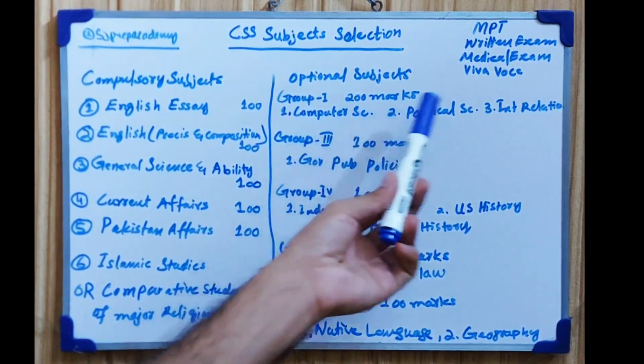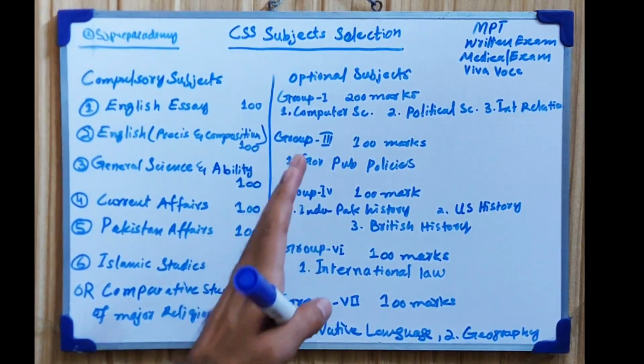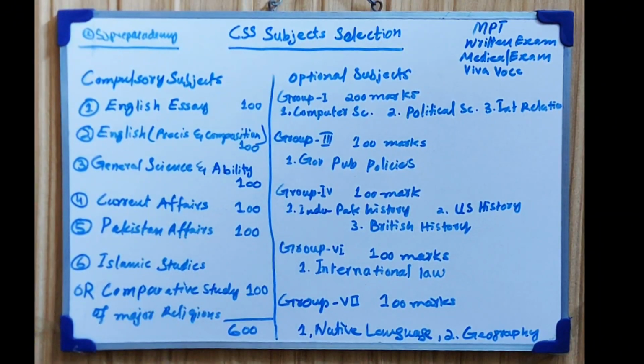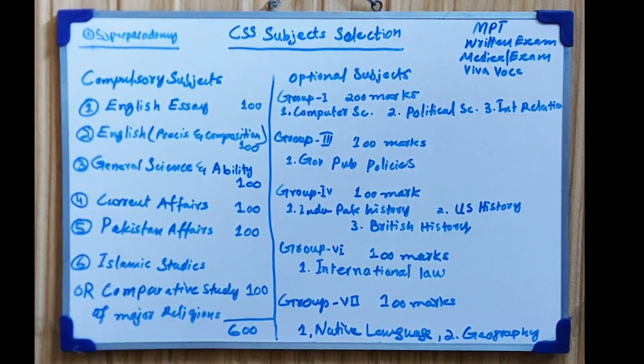So the first group is of 200 marks. Every student has to select at least one subject from the group of 200 marks subjects. If you have done computer science at university, then you can opt for computer science. It is a very high scoring subject, but there is a disadvantage to it, because the subject is very lengthy and very complex. Only if you have a good understanding of computer science should you opt for it. Otherwise, you should go with another subject such as political science or international relations.